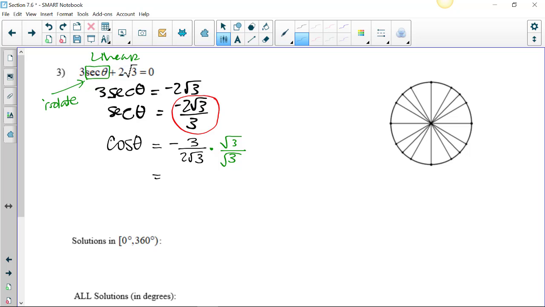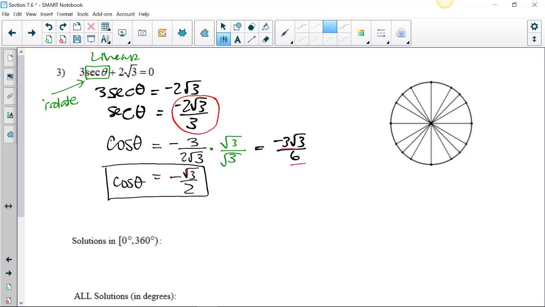So I end up with negative 3 square roots of 3 over 2 times 3, which is 6. Which then is going to reduce down, because 3 and 6 have a common factor of 3, to negative square root of 3 over 2. Oh, I know that one. All right, so this is what we're looking at.